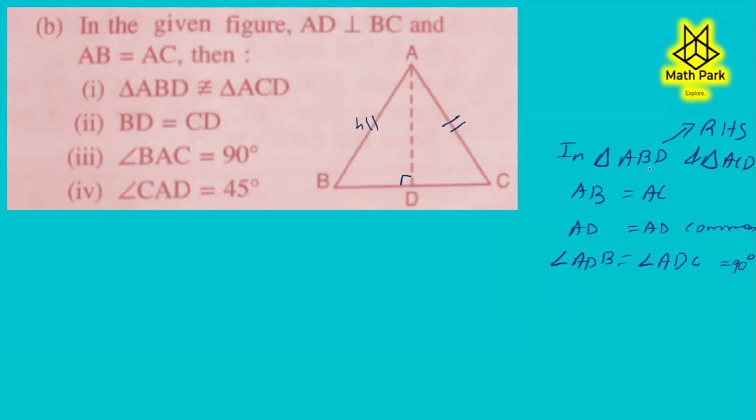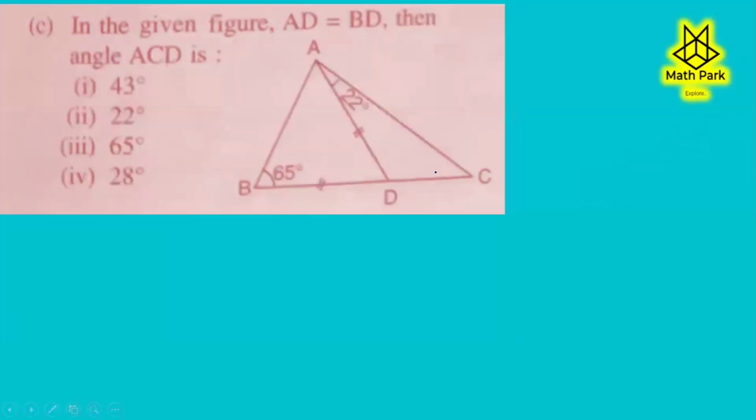If the triangles are congruent, the corresponding parts are equal. So you get BD is equal to CD is the correct option. Second option is the correct option. Angle BAD is impossible, since this already has 90 degrees. Angle CAD cannot be 45 because we don't know whether these two sides are equal. So we rule out the others, and BD is equal to CD, since these two triangles are congruent.